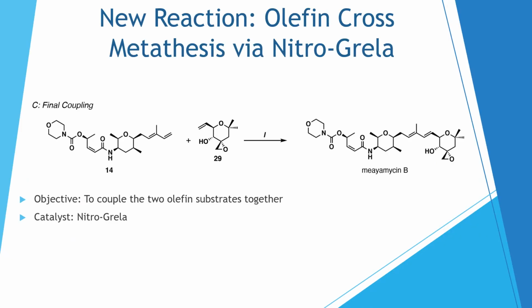The final step to synthesize Meayamycin B is cross-olefin metathesis, also known as cross-alkene metathesis. This is a reaction we just learned in chapter 23. The objective is to couple the two olefin substrates together using a nitro catalyst. Characteristics include good reactivity, but very poor functional group tolerance and E/Z selectivity.